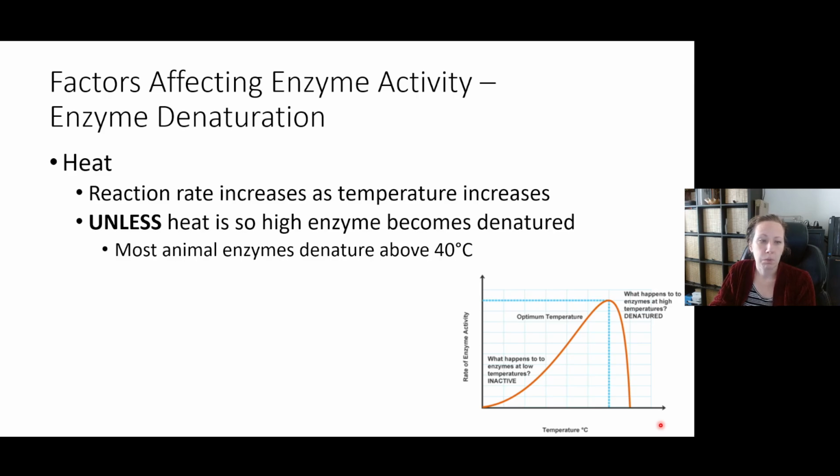So most animal enzymes, so enzymes within animal bodies, denature above about 40 degrees Celsius. Catalase is a common enzyme that we deal with, and that is inactive at 60 to 65 degrees Celsius. And so it just depends on what enzyme you are trying to inactivate or trying not to inactivate, and knowing what that denaturation temperature is and staying within that range or above that range if you're trying to inactivate it.